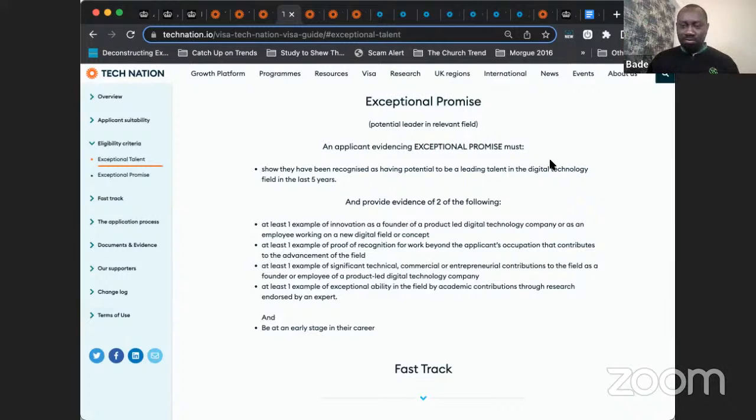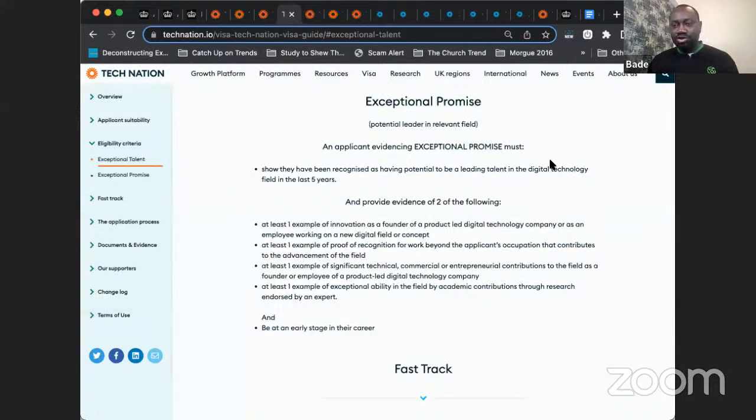Now there's only 1 mandatory criteria. That has changed for about 2 years now, so it's not a new change. And there are 4 optional criteria. You need to pick 2, right? So you need to show that you have been recognized as having potential to be a leading talent in the digital technology field in the last 5 years. That is the mandatory criteria.